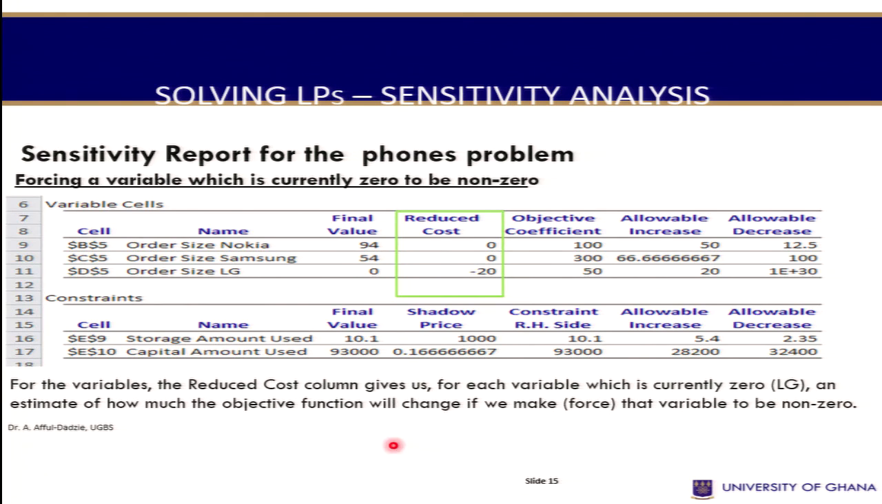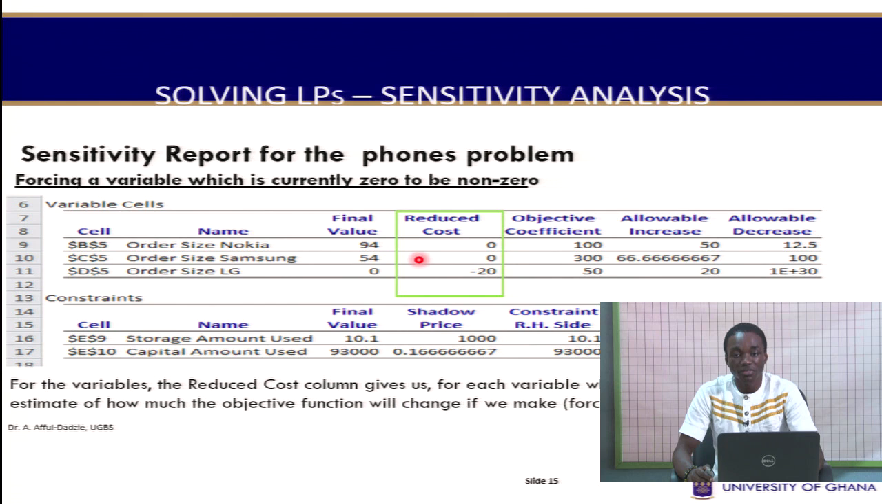Let's look at another column within our report called reduced cost. Reduced cost gives us, for each variable which is currently zero, an estimate of how much the objective function would change if you force that variable to be non-zero. In other words, reduced cost for Nokia is zero, as you can see. Reduced cost for Samsung is also zero. And then reduced cost for LG is negative 20.